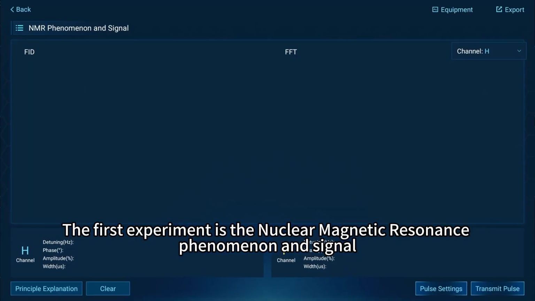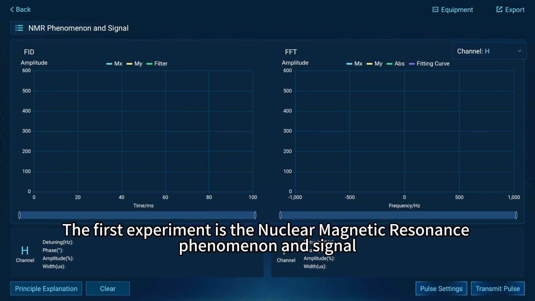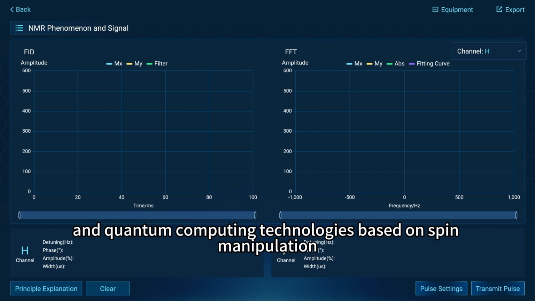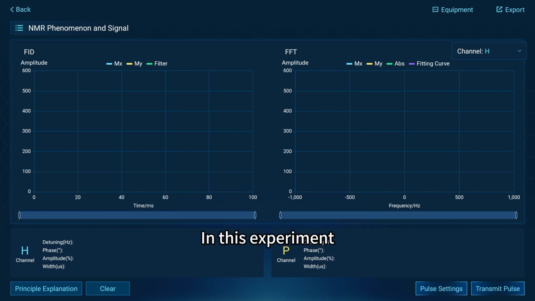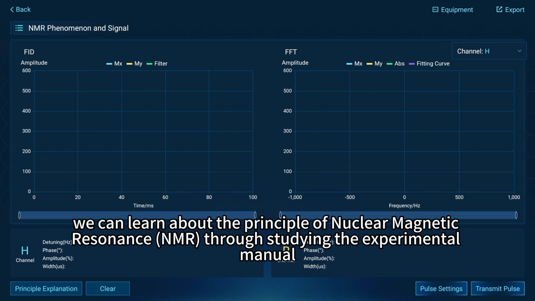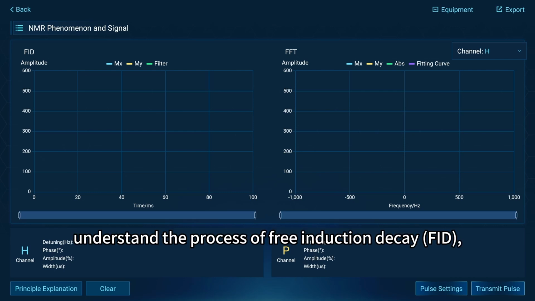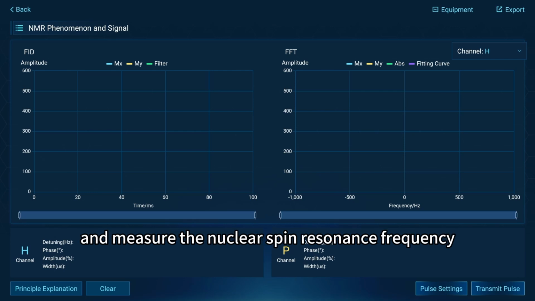The first experiment is the NMR phenomenon and signal. Spin resonance is the foundation of all quantum information technologies and quantum computing technologies based on spin manipulation. In this experiment, we can learn about the principle of nuclear magnetic resonance (NMR) through studying the experimental manual. Then, according to the experimental steps, we can observe the NMR phenomenon, understand the process of free induction decay (FID), and measure the nuclear spin resonance frequency.